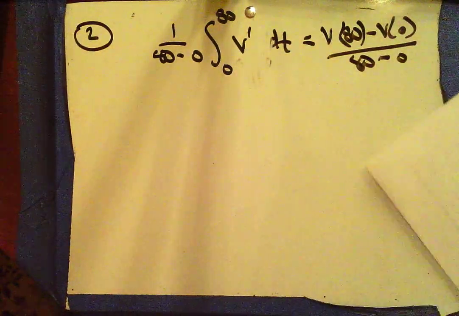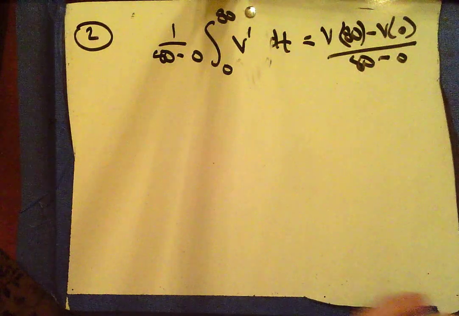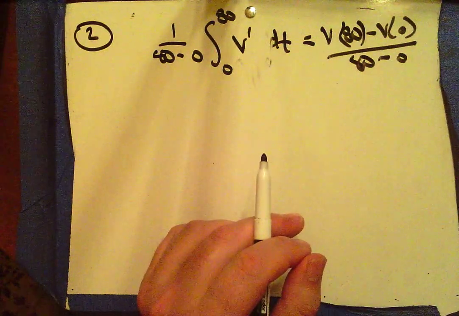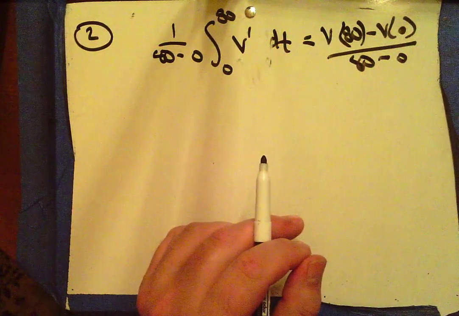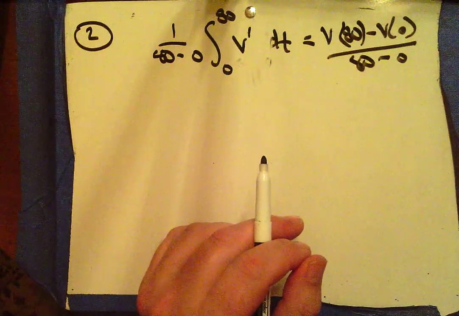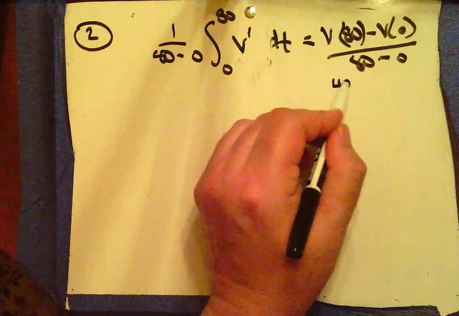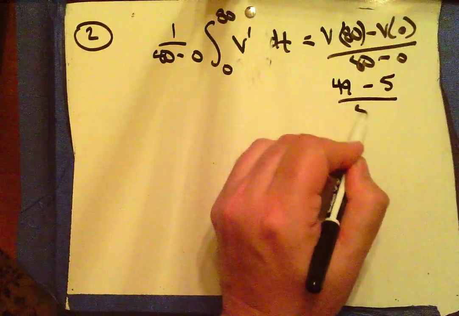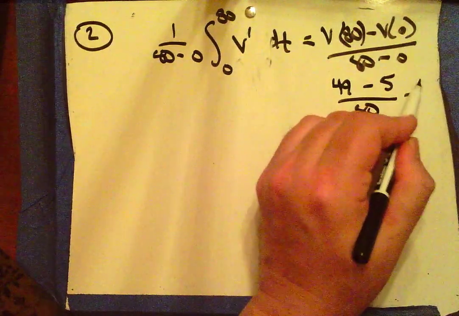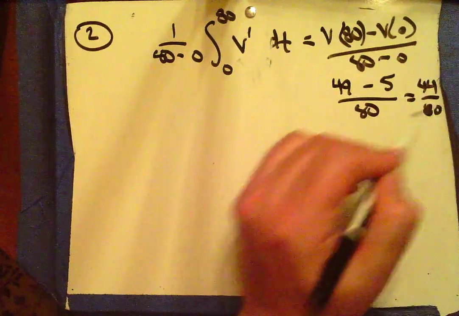So what do we have then? We've got velocity, sorry, wrong table. Velocity at 80 is 49 minus 5 over 80, which is 44 over 80.